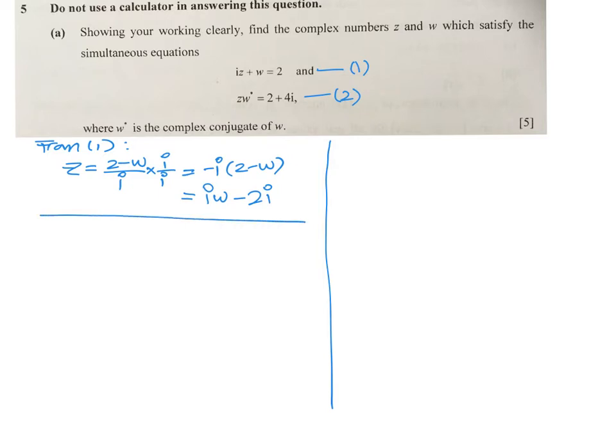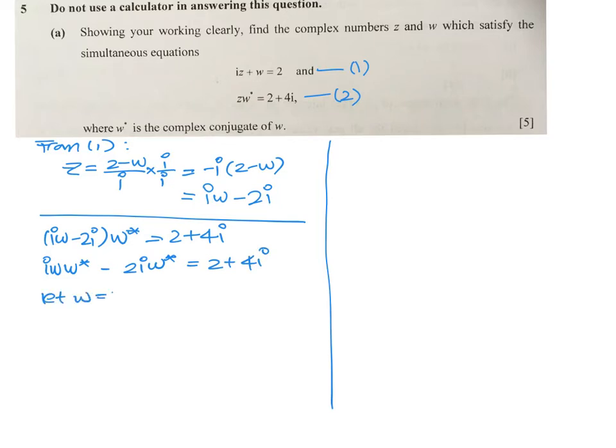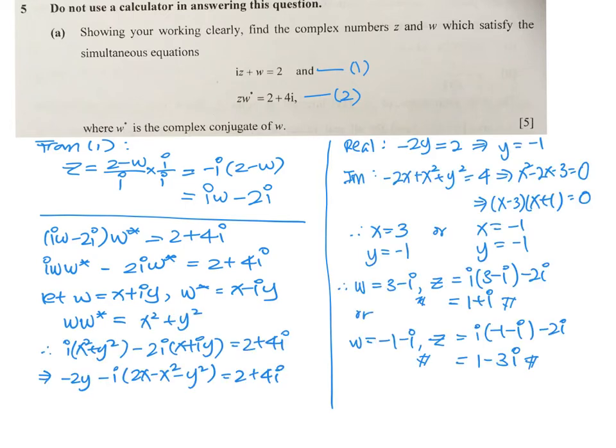So in the second equation, (iw minus 2i) times w conjugate equals 2 plus 4i. So we will multiply in w conjugate to iw as well as 2i. Please recall, if we let w be x plus iy, obviously w conjugate will be x minus iy. And what happens to the product of w and w conjugate? You don't have to work it out, it's very obvious.